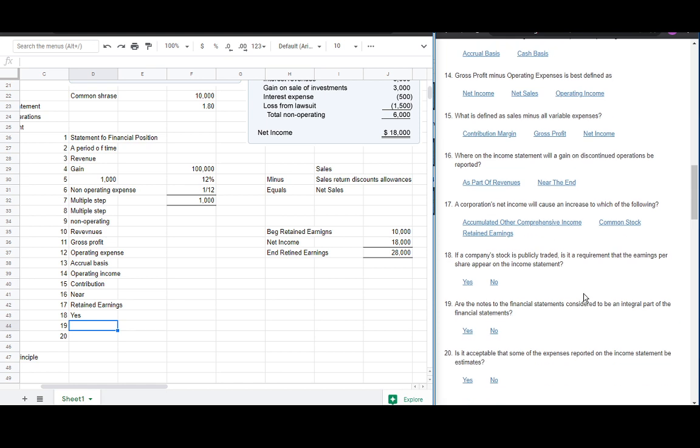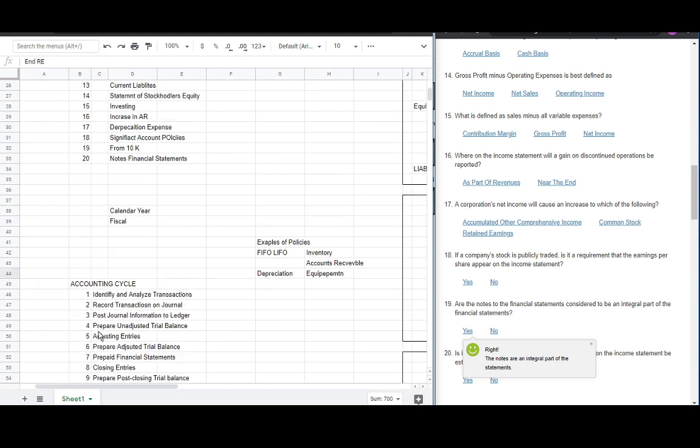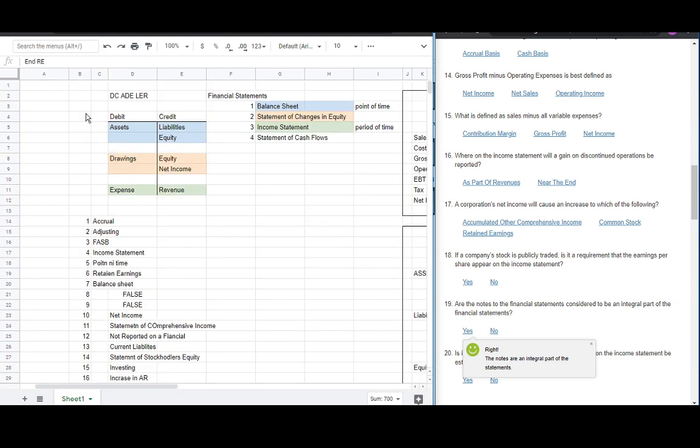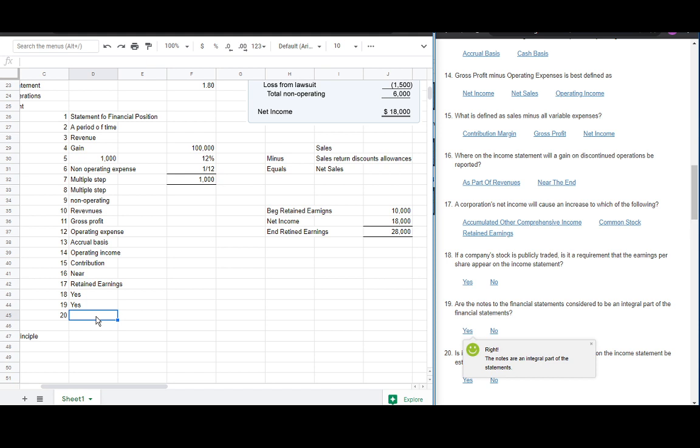Number 19, are the notes to the financial statements considered to be an integral part of the financial statements? Yes, it is an integral part. Why? Because it's an explanation to the 4 financial statements. It is supplemental information, right, for external users to understand the financial statements.